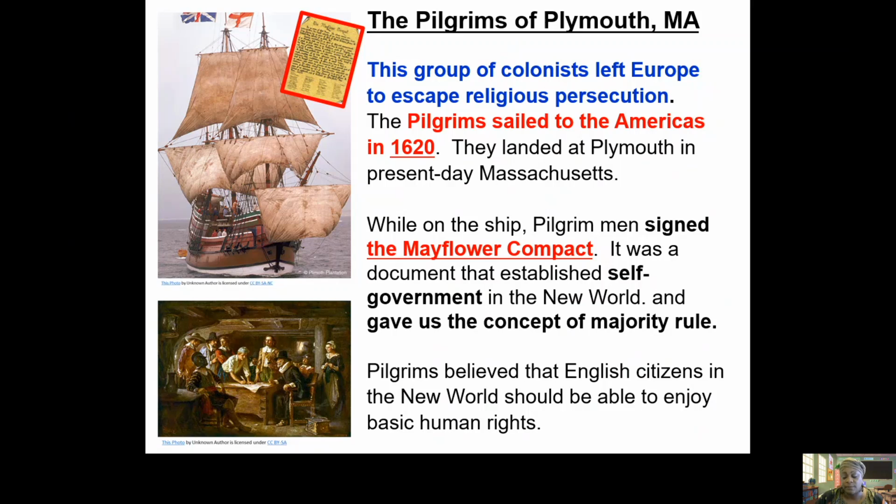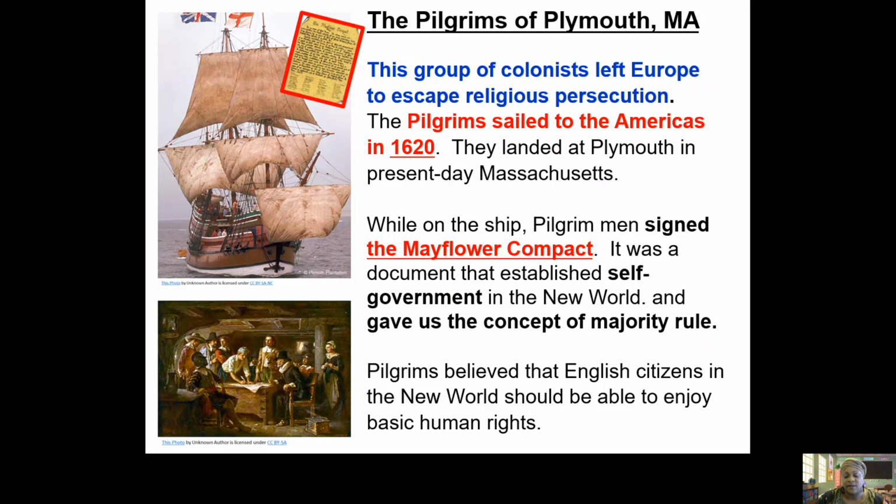Now, while the people are on the Mayflower, they decided they had to have some form of self-government, because the king is so far away. They have to have rules. They have to be able to work together. They needed to depend on each other to survive. So they agreed to sign what is called the Mayflower Compact. Now, when I say they, I'm only referring to the men. The women were not allowed to sign this contract. Okay, only the men. And it's called the Mayflower Compact.